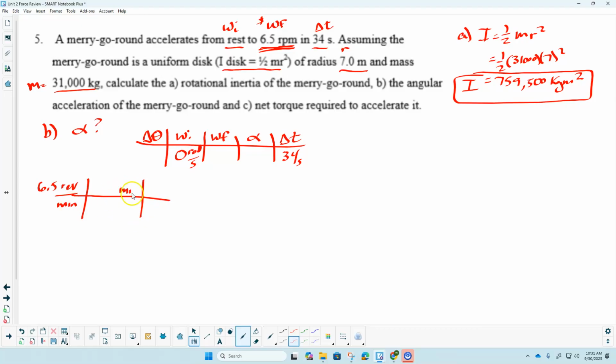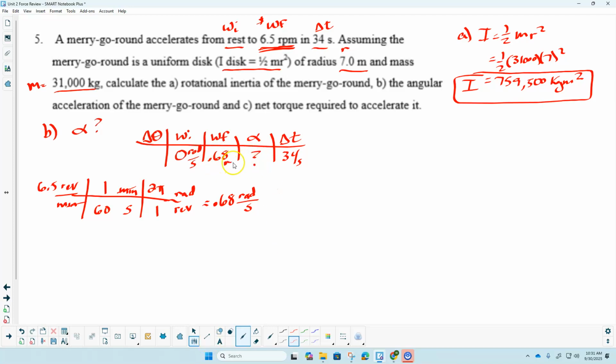So I want to get rid of the minutes in the denominator. And I want seconds, so there's 60 seconds in 1 minute. And then I want radians instead of revolutions. So 1 revolution is once around the circle, and that would be 2 pi radians. So we're going to do that math. So 6.5 times 2 pi divided by 60. If you do that conversion, you should get something like 0.68 rads per second. So 0.68 is going to go in there.